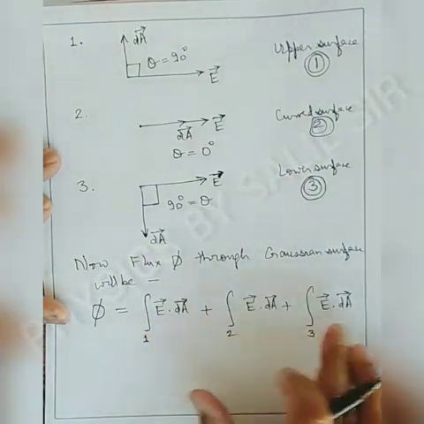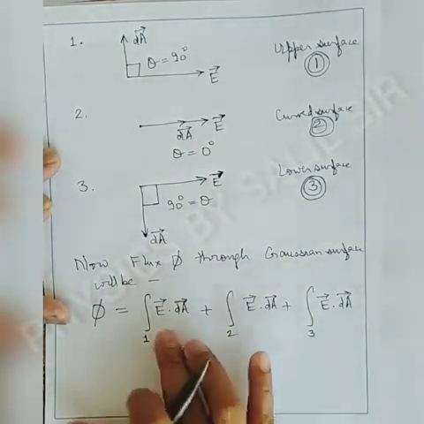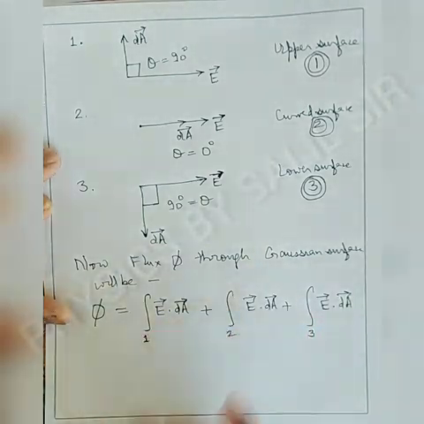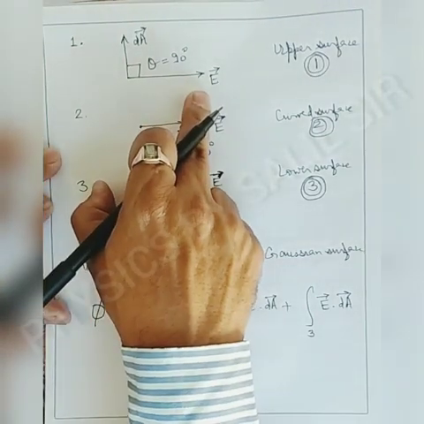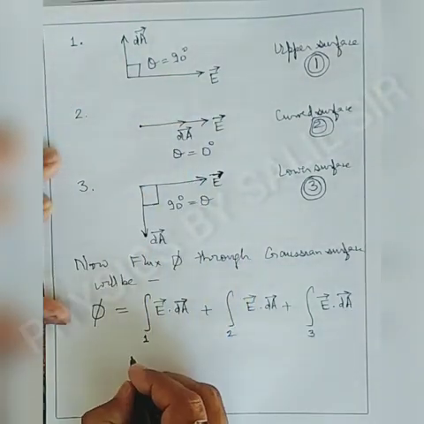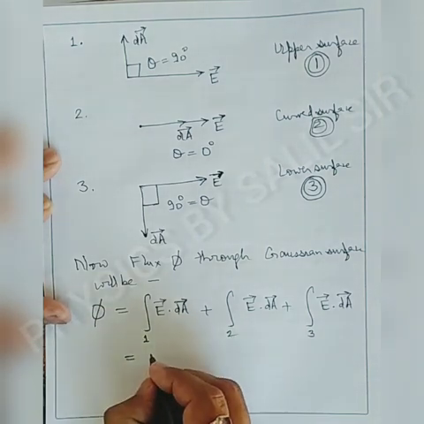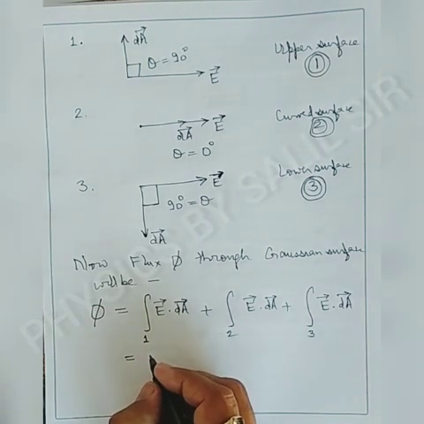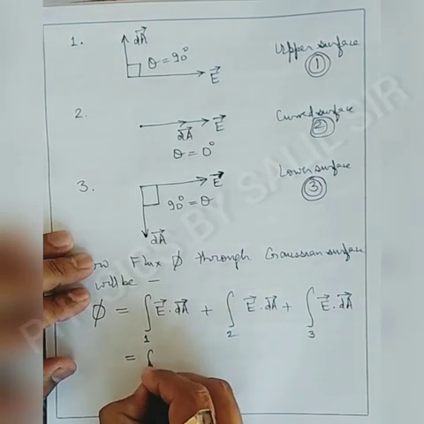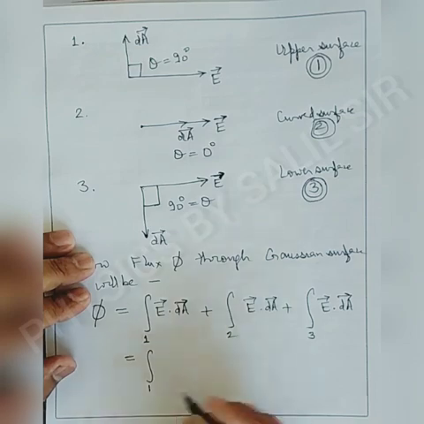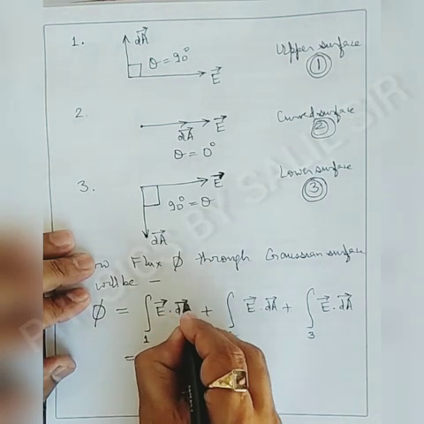Initially the formula for the flux looks similar, but the difference is due to the angle between the electric field intensity vector and the area vector. Now if we move to the next step, we have to leave this vector form.